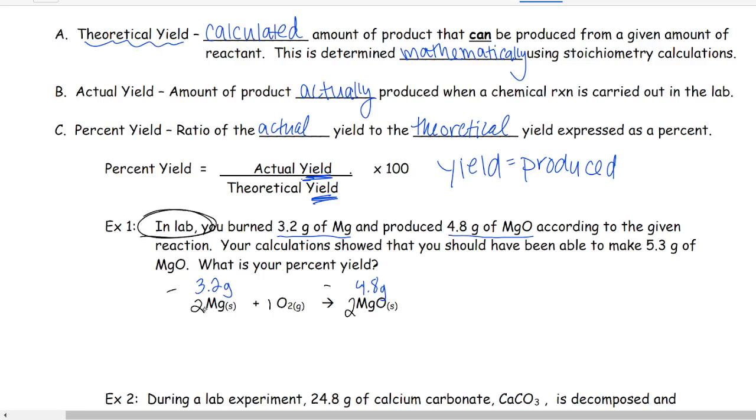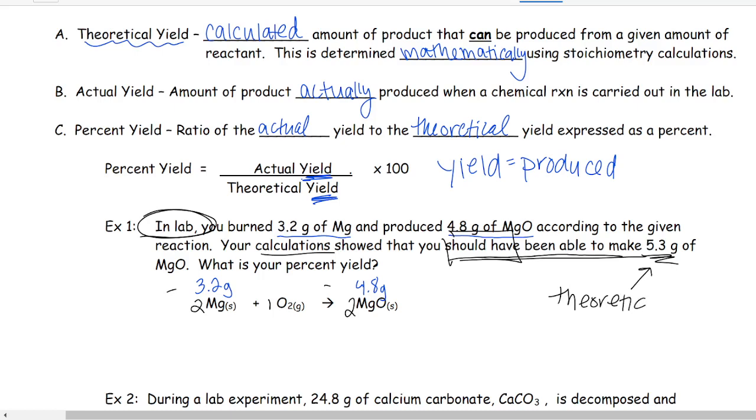This is not considered an actual yield because even though this is the amount of reactant I had in lab, it is not a yield at all. It's a reactant. Do you see how I got that? And then it says your calculations showed that you should have been able to produce 5.3 grams of magnesium oxide. If you should have been able to make that based on your calculations, that yield would be called what? Perfect.